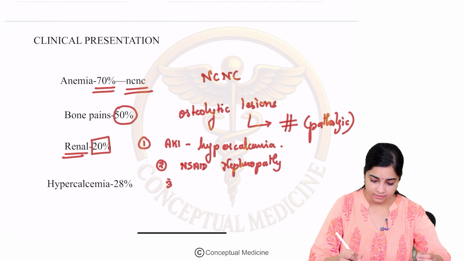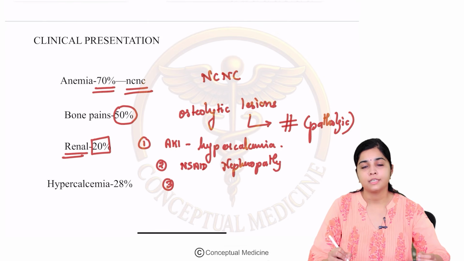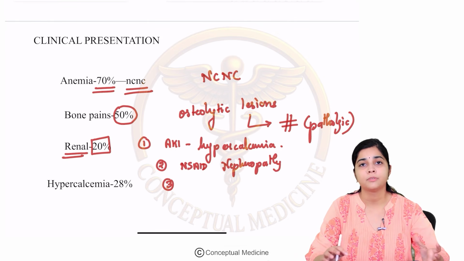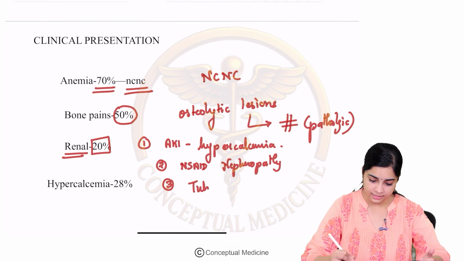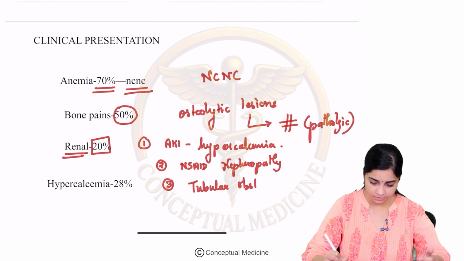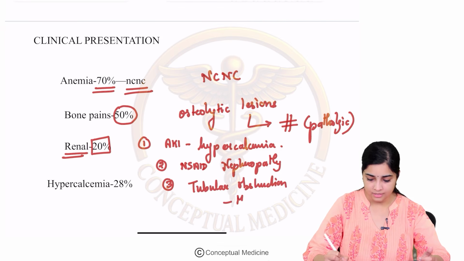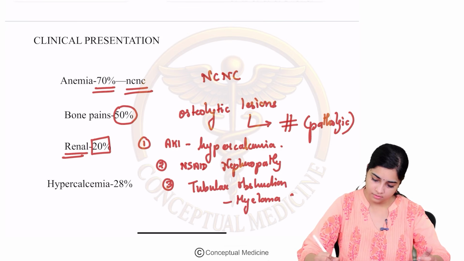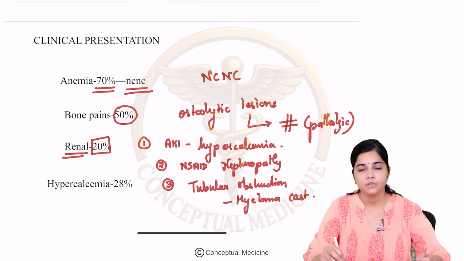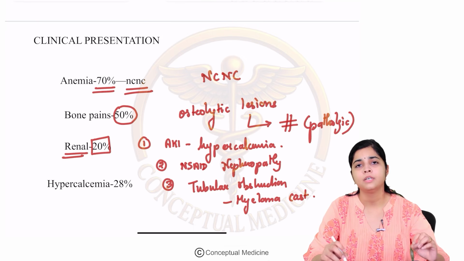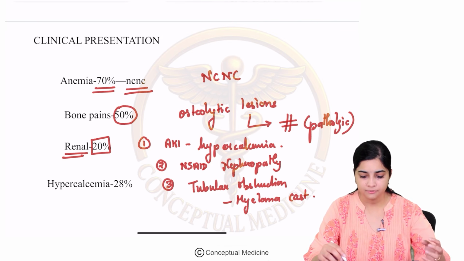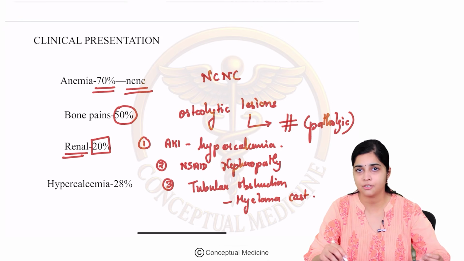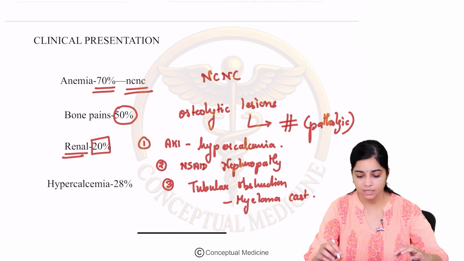Then, third, multiple myeloma is associated with the formation of a large number of immunoglobulins which can result in obstruction of the tubules. So, this can result in tubular obstruction, and this is what we call myeloma cast disease. Tubular obstruction in the kidney secondary to myeloma cast is another cause for renal failure in multiple myeloma. So, we have learnt three mechanisms: pre-renal AKI because of hypercalcemia, NSAID-induced nephropathy, and tubular obstruction due to myeloma cast, which is called myeloma cast nephropathy.